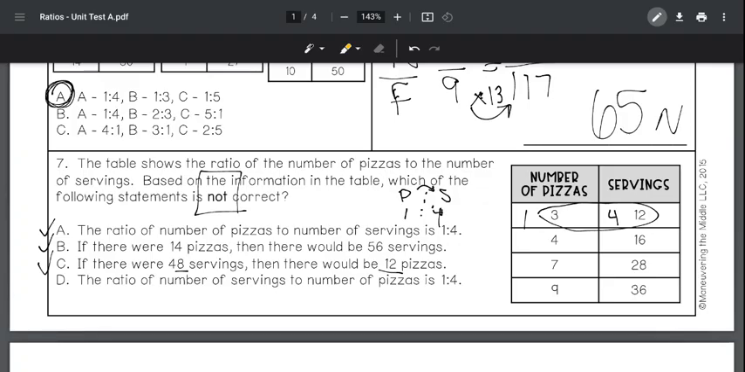So obviously, by process of elimination, the bad answer has to be D. But let's talk about it. The ratio of the number of servings to the number of pizzas is 1 to 4. Oops, they switched the letters, because we know pizzas to servings is 1 to 4. If it's servings to pizza, it has to be 4 to 1. You have to flip them. So D is incorrect. D is our answer that we wanted. That does not match the table.